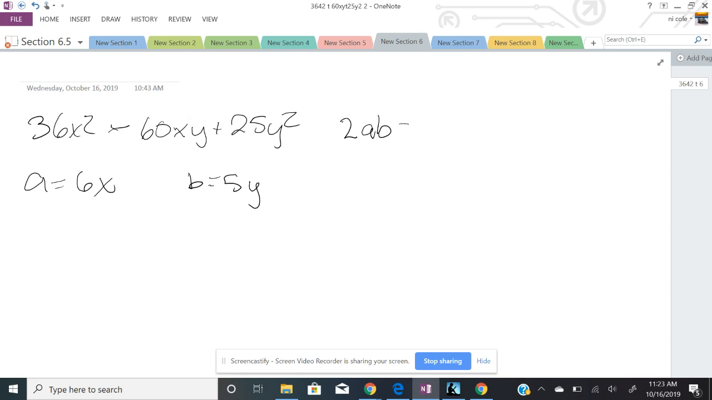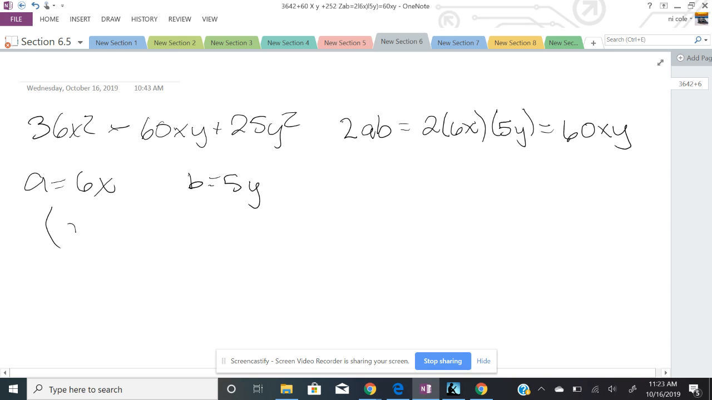So let's test this. 2ab is equal to 2 times 6x times 5y. Well, 2 times 6 is 12. 12 times 5 is 60xy. So my 60 matches up with my 60 here. So therefore, I can use a minus b squared. So therefore, I will have 6x minus 5y and square it.